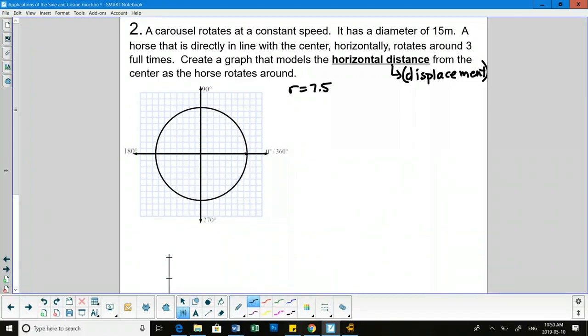Okay, so these locations right here will be 7.5, 0; 0, 7.5; negative 7.5, 0; and 0, negative 7.5.